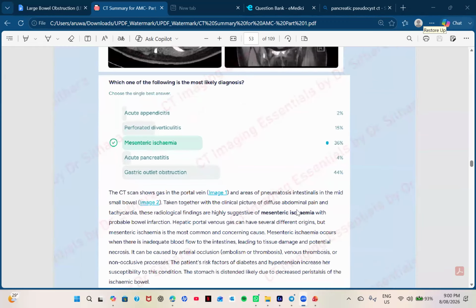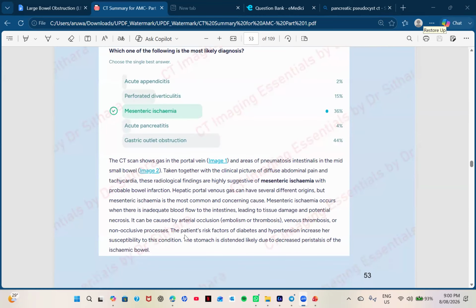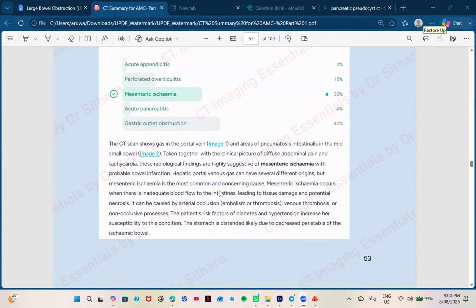Taken together with the clinical picture of diffuse abdominal pain and tachycardia, the radiology findings are highly suggestive of mesenteric ischemia with probable bowel infarction, right? Hepatic portal venous gas can have several different origins, but mesenteric ischemia is the most common and concerning cause. Mesenteric ischemia occurs when there's inadequate blood flow to the intestine, leading to tissue damage and potential necrosis. It can be caused by arterial occlusion, venous thrombosis, or non-occlusive presentation. This patient's risk factors, diabetes and hypertension, increase susceptibility to this condition. The stomach is distended, likely due to decreased peristalsis of the ischemic bowel, right?